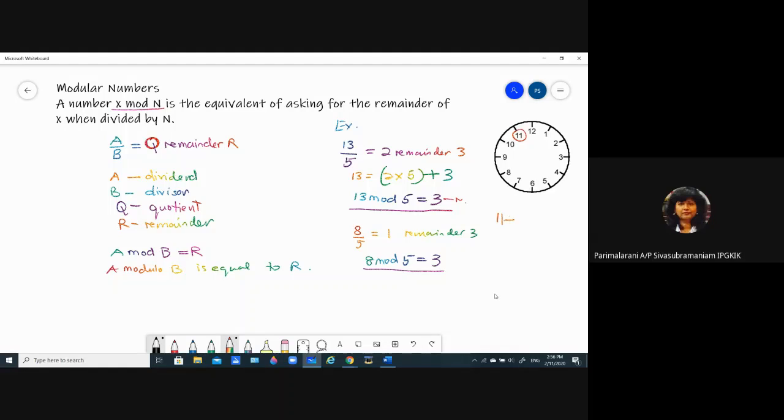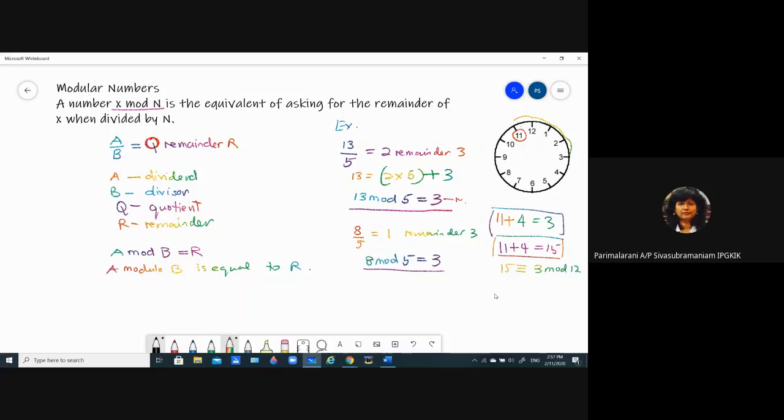So if we count 11, 1, 2, 3, 4 hours, it's 3 o'clock, right? So if we write 11 plus 4 is equal to 3, is this correct? Mathematically, this is not correct. We know that 11 plus 4 is equal to 15. So that it is clearer, mathematicians write this as 15 is congruent to 3 mod 12. That means 15 when you divide by 12 gives 3.